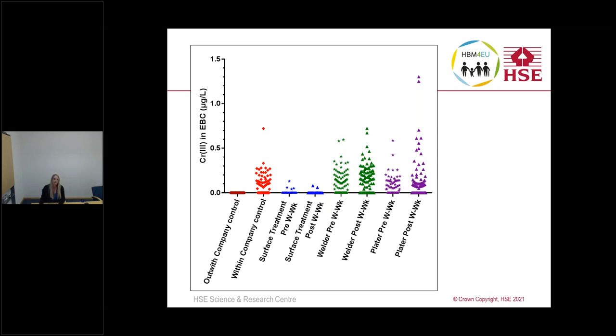You can see from the chromium 3 results that the outwith company controls, which were taken from companies that had nothing to do with chromium, showed 100% of chromium 3 less than the LOQ. But for the administrative workers taken from within the target companies, only 34% of their chromium 3 EBC results were less than the LOQ. In fact, they're higher than the surface treatment workers, and they look extremely similar to the welders and the platers. Looking at the data, the majority of the within company controls were from plating companies, showing that there's quite high bystander exposure.